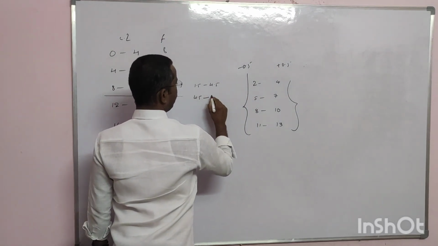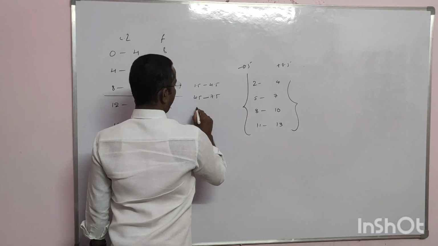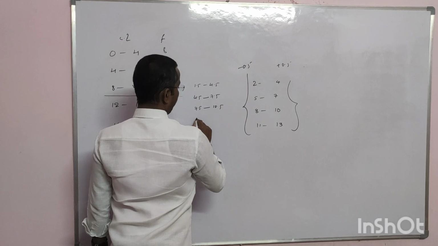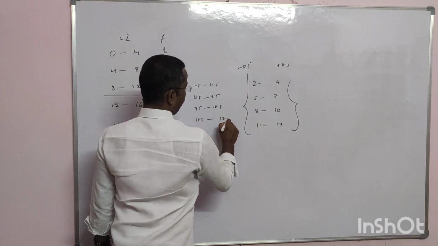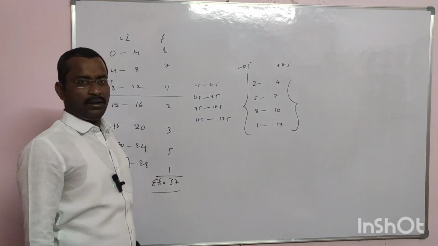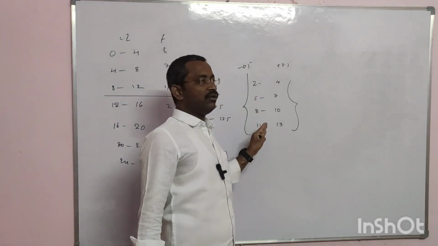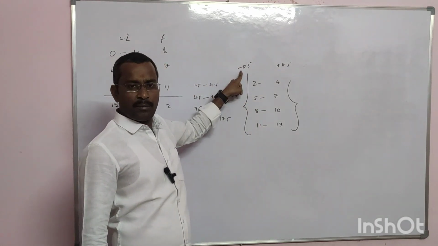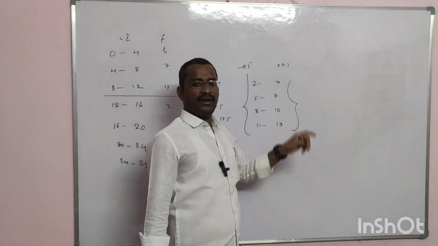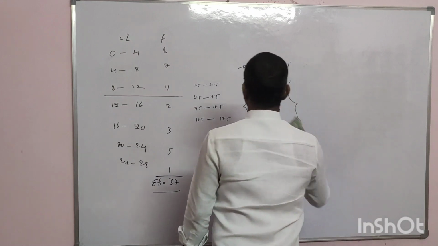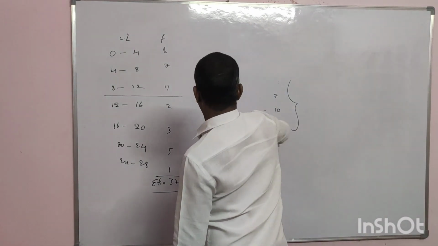4.5. And here how much you get? 7.5. And here? And here? That's wonderful. Here? And here? Now it is in the exclusive data. Simple technique to convert the inclusive to the exclusive: for all the first values, make it a minus 0.5. For all the last values, make it a plus 0.5. It is called the class factor.